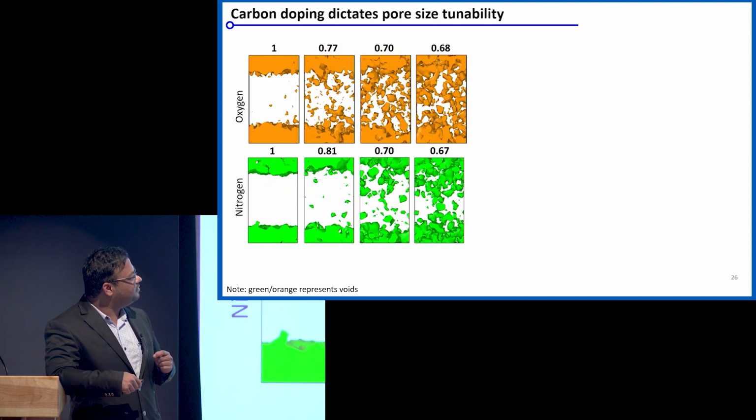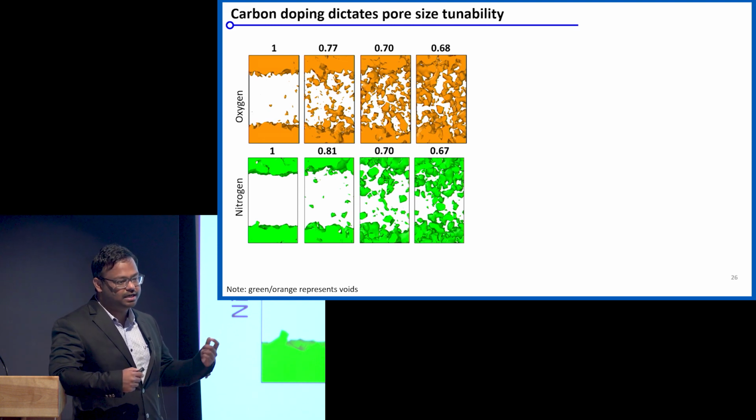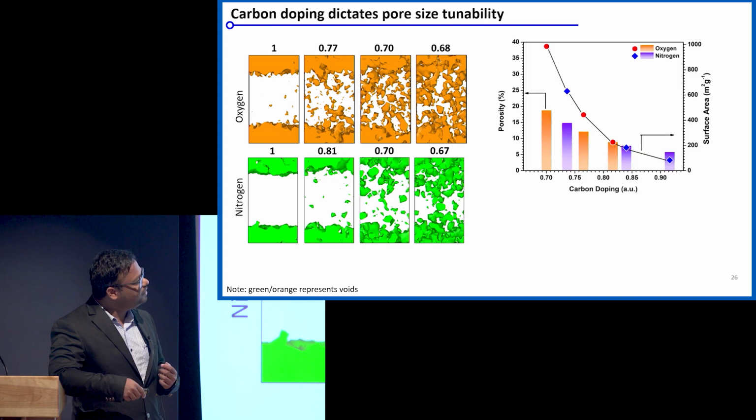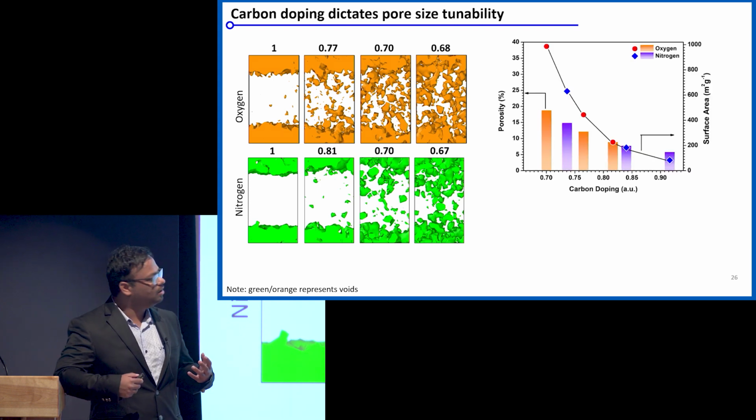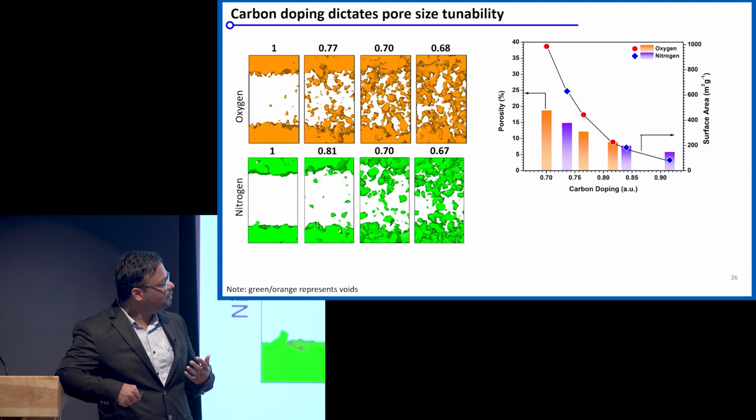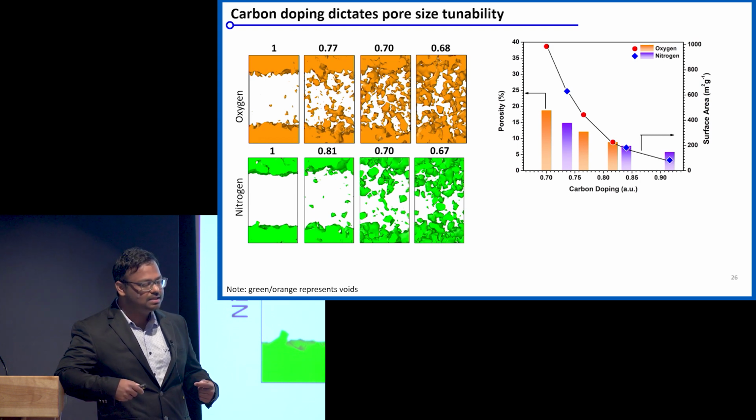So these are some of our simulation results. The colored region actually shows the pores within the material, and the numbers on the top show how much carbon is retained within the material. We call this the carbon doping. If we look at the porous behavior of this material with the carbon doping, we can see that if you reduce the carbon doping, you can have higher porosity through this material and you will have high surface area. And this actually gives us an idea how the pores are getting tuned within this material.